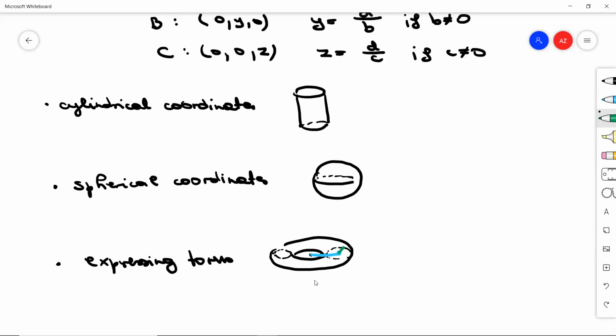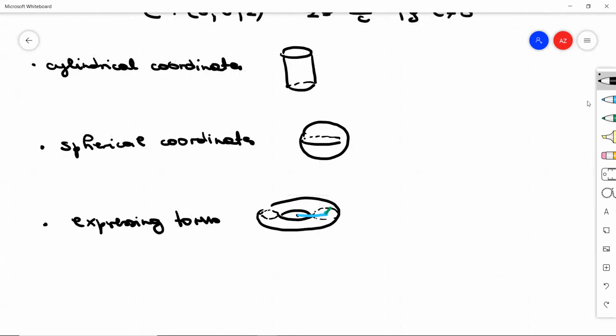And we will learn how to express the torus, how to easily define all the points on the surface of the torus. And we will also see how to compute tangent planes to every parametrically given surface. So how to compute tangent planes to surfaces.